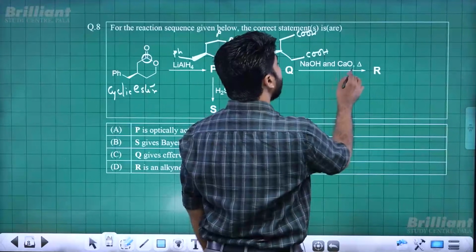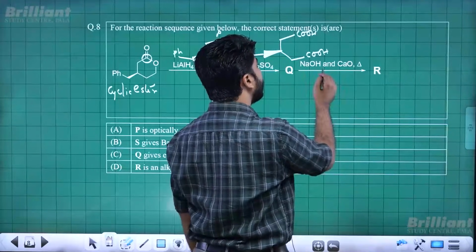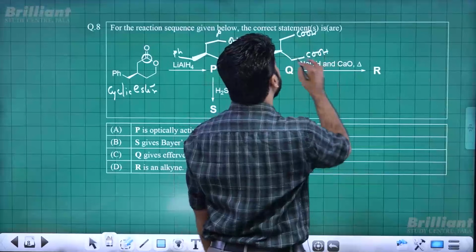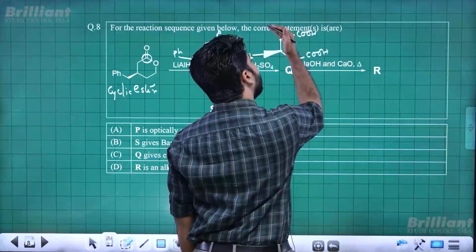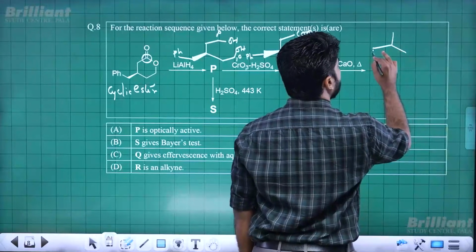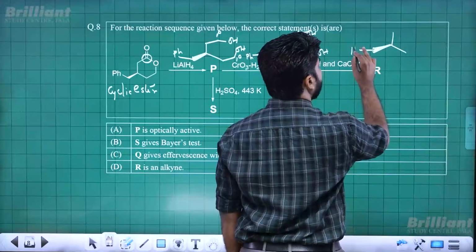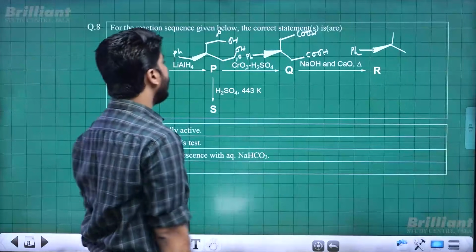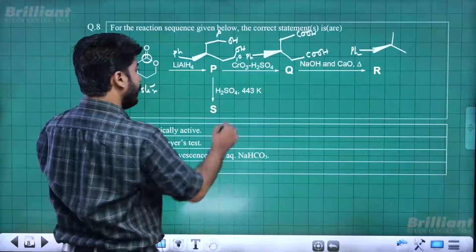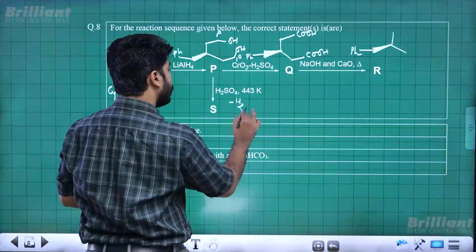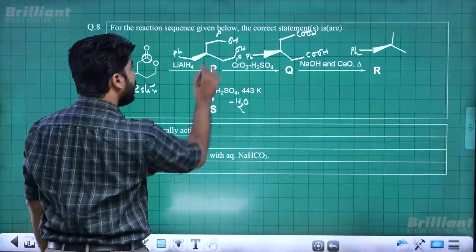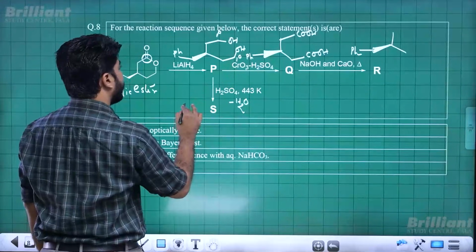Later, NaOH-CaO heat, that is soda lime decarboxylation, both the carboxyl groups will be removed and replaced with a hydrogen atom. So these 2 carbons change to methyl groups. Okay, so that is the structure of R. Now P is treated with H2SO4 at 443 Kelvin. This is a dehydration reaction. Let's assume both the alcohols are undergoing dehydration.